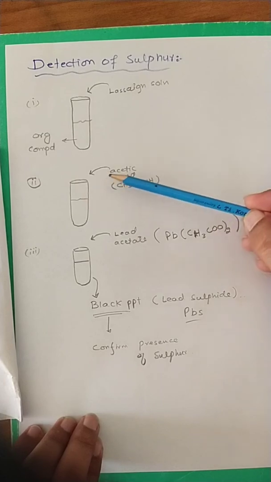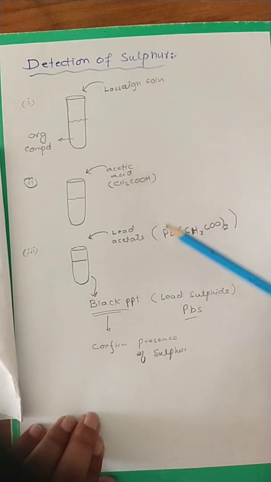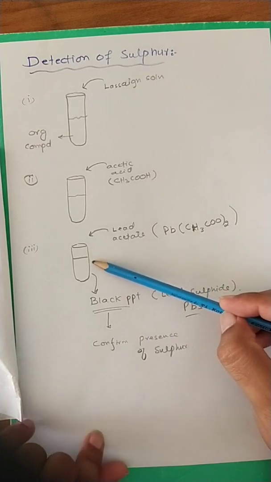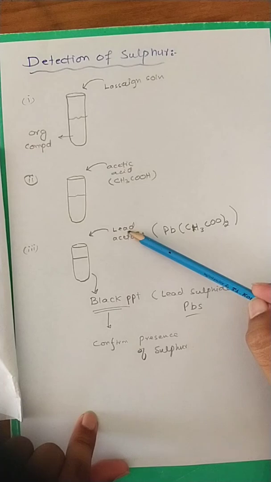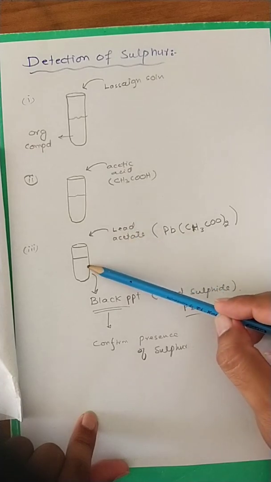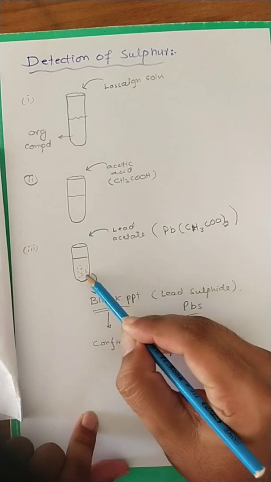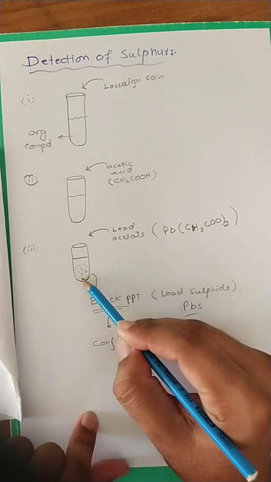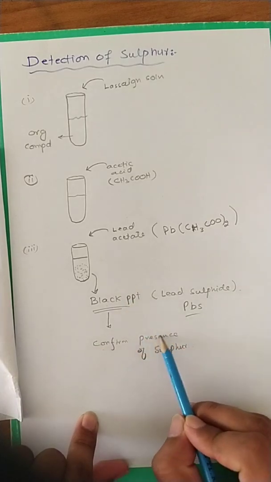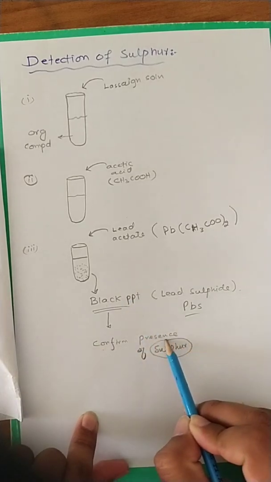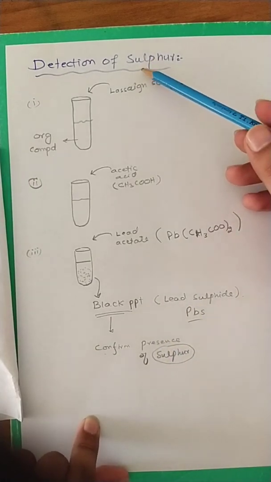After that, add a small amount of acetic acid, then add a small amount of lead acetate. When we add lead acetate, a black precipitate will appear in this solution, and when a black precipitate forms, it confirms the presence of sulfur in a given organic compound. So I am repeating the detection of sulfur one more time.